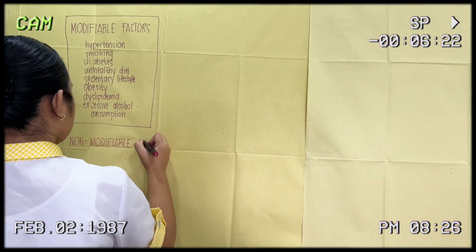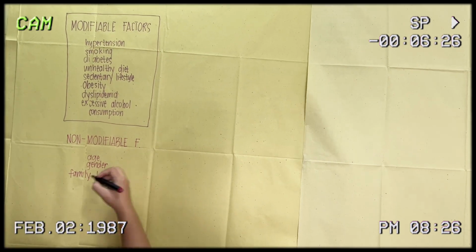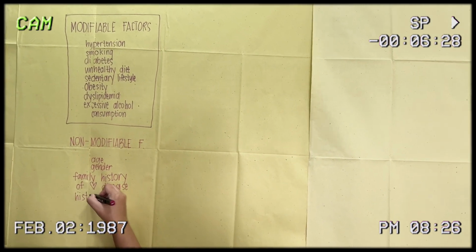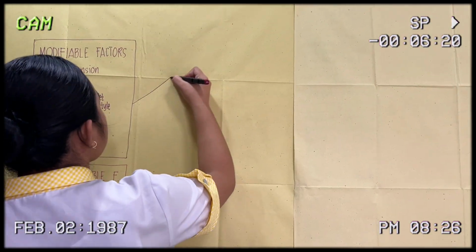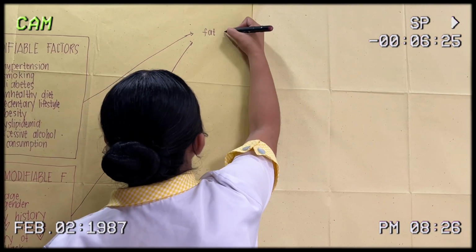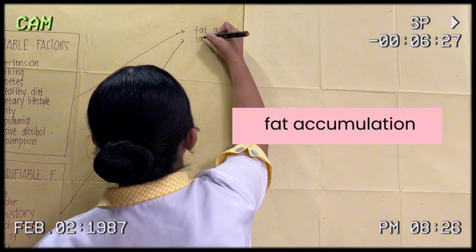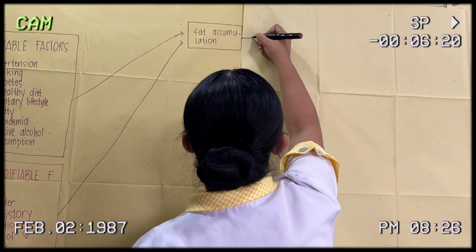Age, gender, family history of heart disease, and history of heart attack are non-modifiable factors for ischemic cardiomyopathy because they are inherent characteristics that cannot be changed or controlled. Modifiable and non-modifiable factors upset the metabolic balance, leading to increased fat deposition. Excess fats, particularly visceral fats, lead to increased LDL or low-density lipoprotein cholesterol levels.